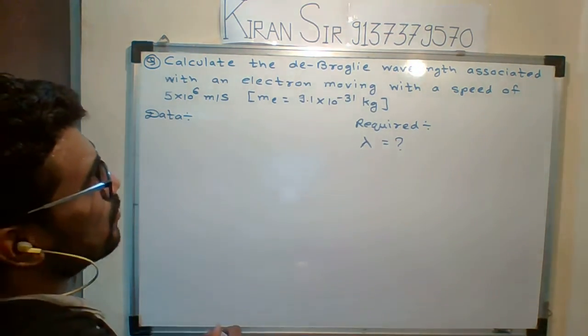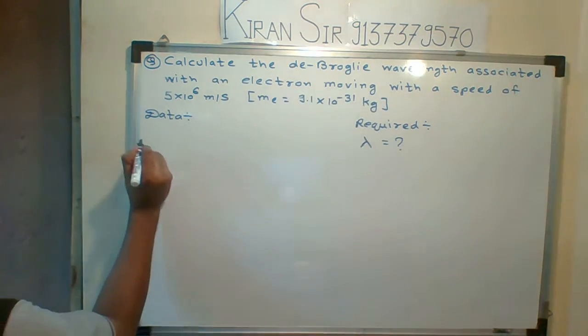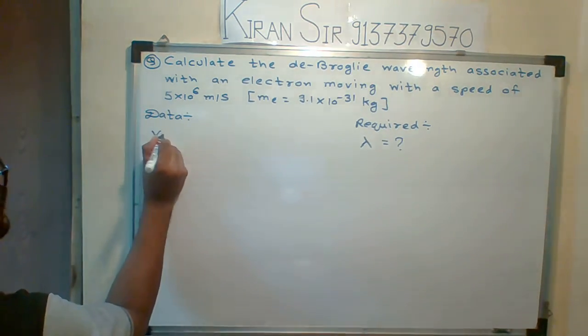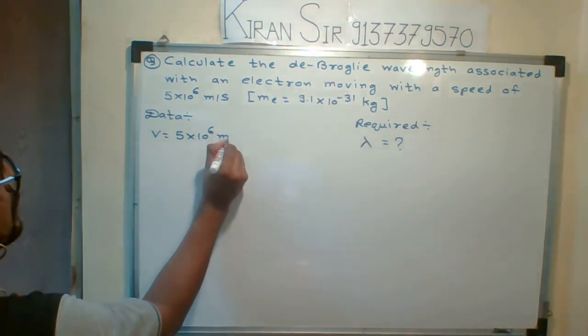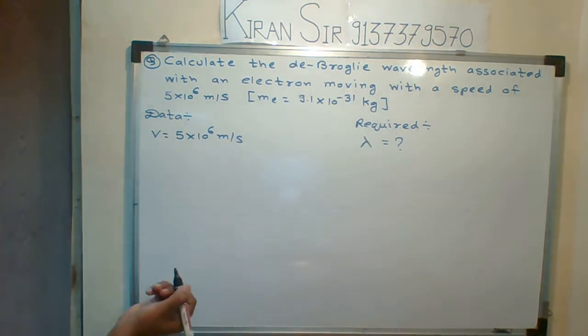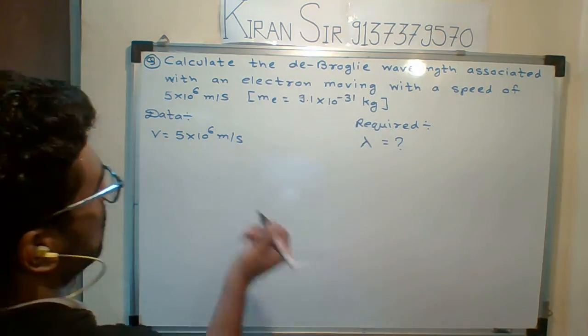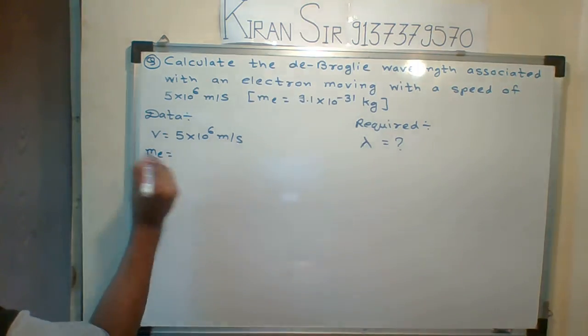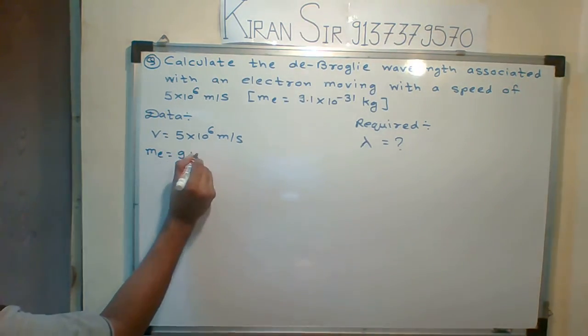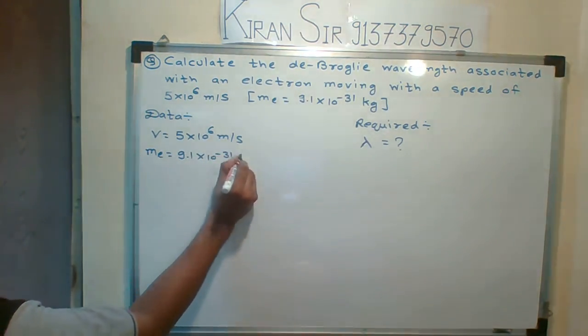Associated with an electron moving with a speed. The speed of the electron is given. Either you can write v. So what is the speed of the electron? 5 into 10 raised to 6 meter per second. You can write c, but c always represents the velocity of light. So we will represent it with v. And the mass of the electron is given, 9.1 into 10 raised to minus 31 kg.